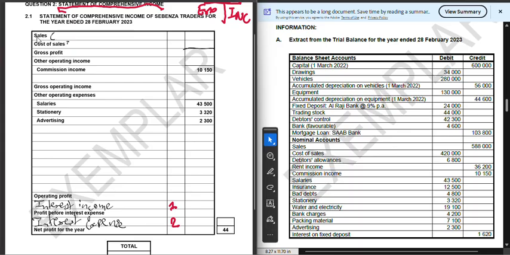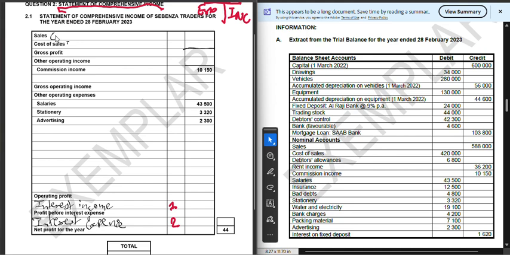Sales is not sales in our statement of comprehensive income, but sales is all the things that we sold minus all the returns that our debtors brought back. So sales is actually sales minus debtors allowances. All right, so in this case we are going to start with the sales that we have there.